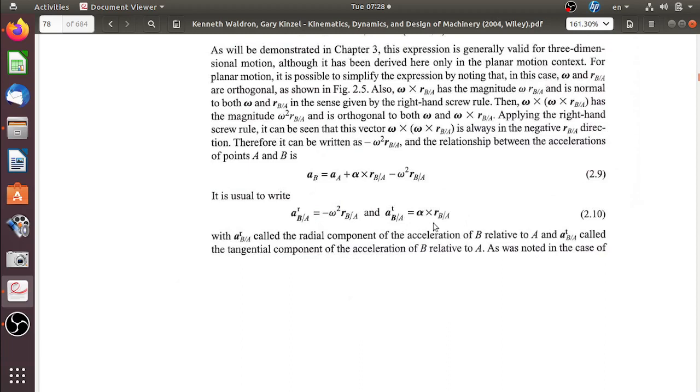So for each point we need to construct, we will have two components: one is a radial component, another one is a tangential component. Once we complete our velocity analysis, we can calculate the radial component. It's a straightforward thing because we know omega from our velocity analysis. But the tangential component we do not know a priori. We will know it only after we construct our acceleration diagram.